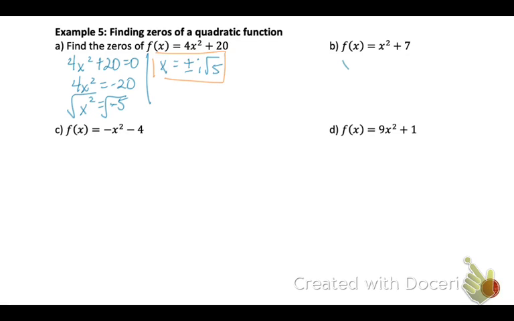So we will replace our f of x with 0, because we want to know what x is when our output is 0, our y value, our f of x. x squared equals negative 7. You know what's coming, 2 imaginary solutions. x equals plus and minus i times the square root of 7.